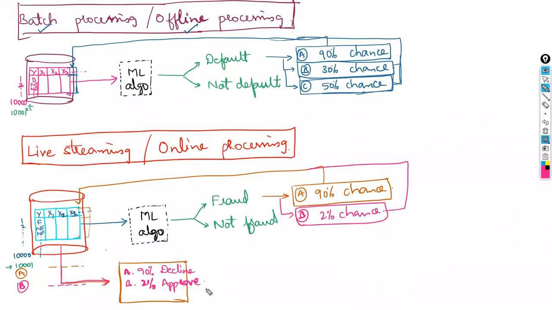Okay. So the kind of infrastructure, the kind of processing power, the kind of compute that you would need varies depending on whether you have a problem which needs batch processing, or whether it needs a live streaming processing kind of a setup. Depending on this, the infrastructure varies. Okay, so that's the difference between batch processing, offline processing versus live streaming or online processing. This is how it works.